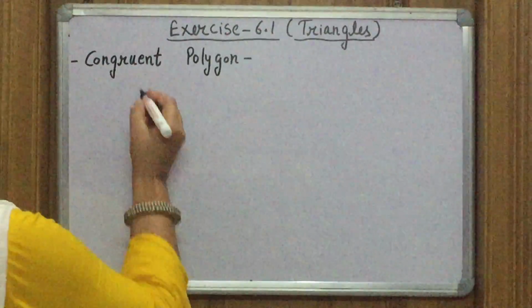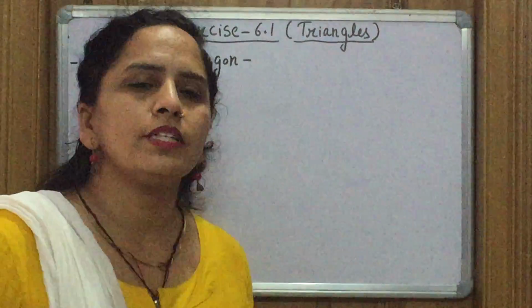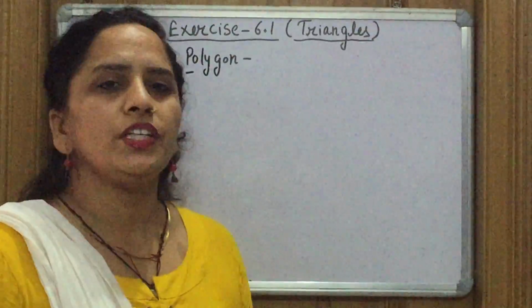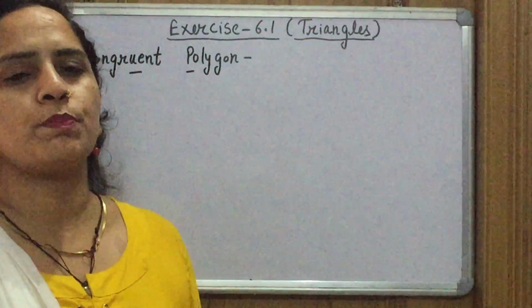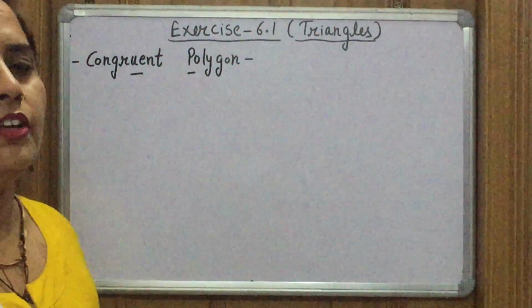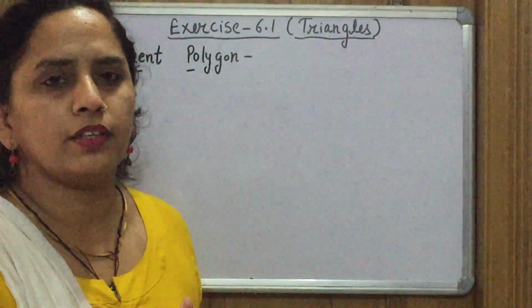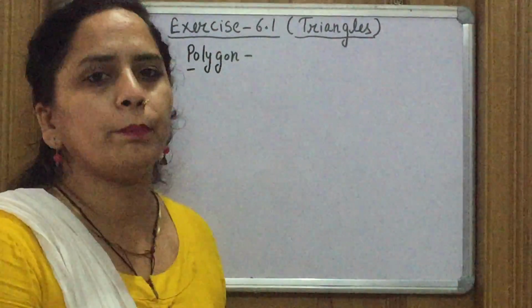So here we have the first definition, congruent polygon. Congruent polygons are those figures which are equal with respect to their sides, shape and size, such that if we put one figure onto another, then the first figure will cover the second figure completely.